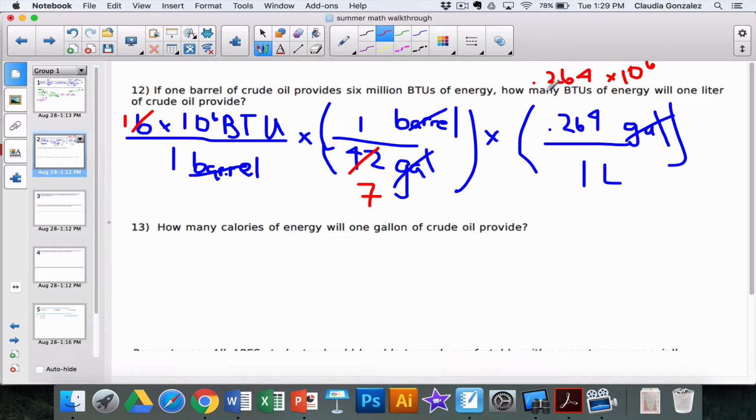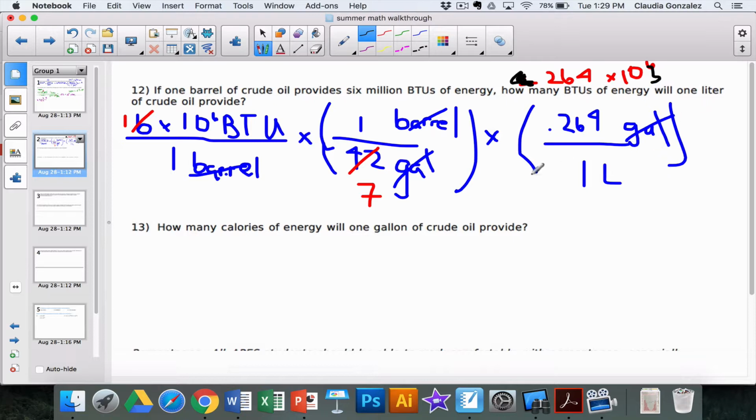Times 10 to the 5th, or you could just write 264. Oops, that's not right. I don't want that there. 264 times 10 to the, let's see, 1, 2, 3, times 10 to the 3 BTUs. I hope I did that correctly because I did it really, really quickly right now.